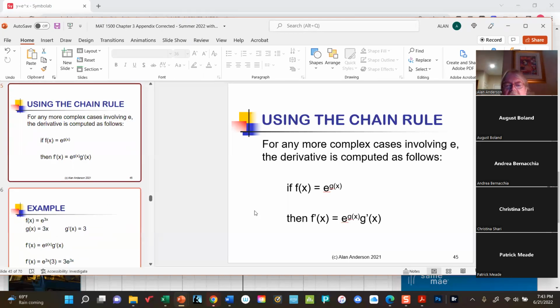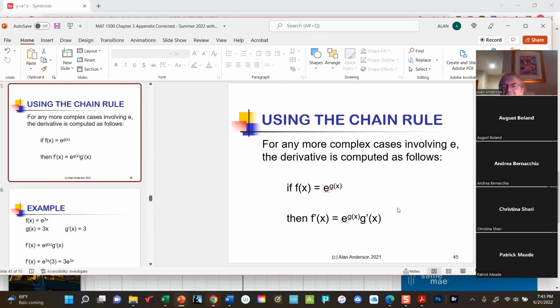And so here you can see that if f of x equals e to the g of x power, then the derivative is e to the g of x, but then we need the derivative, g prime of x. Okay, so it's a very simple relationship. But again, because g of x is now more complicated, actually this would work with e to the x anyway.